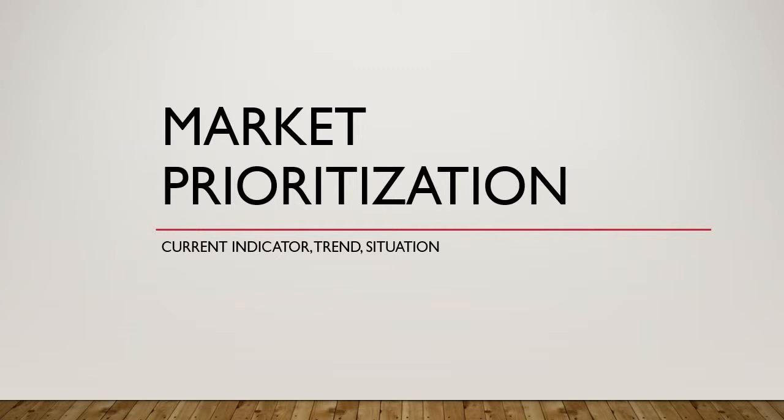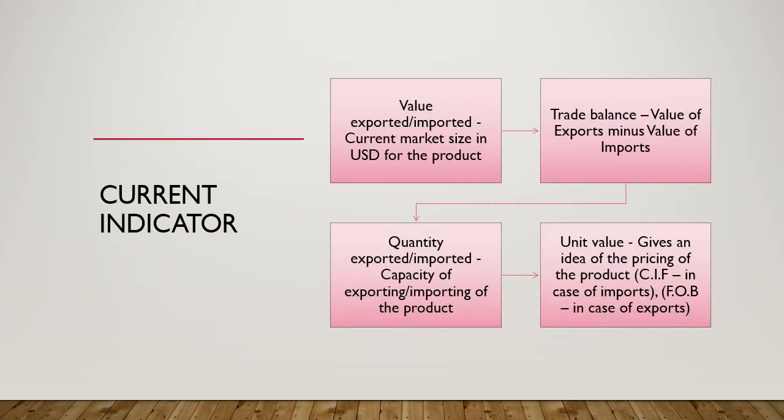Let's start with the trade indicator. This means what has happened till recent years with that particular product. This exclusively shows value, trade balance, quantity, unit value. We are going to use this to understand the current indicator of the particular product's import or export.